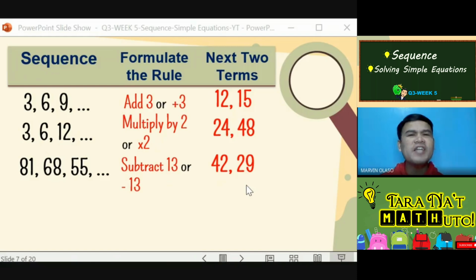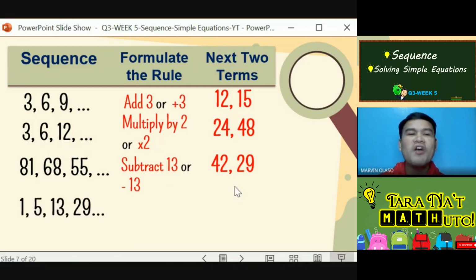Okay? This time, let's level up! Yan. Sometimes, in formulating a rule, think of two operations or different number but still following the pattern pa rin. Let's try this example. Ayan. 1, 5, 13, 29, and so on. Ayan. Naiisip mo na ba? Could you think of a rule or kailangan pa ng oras?